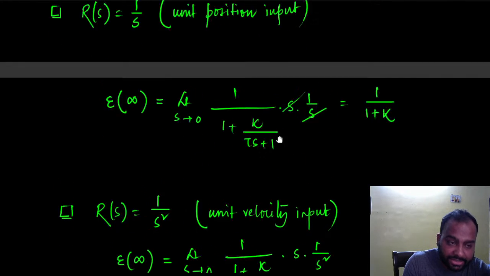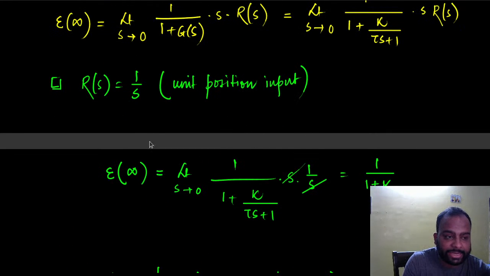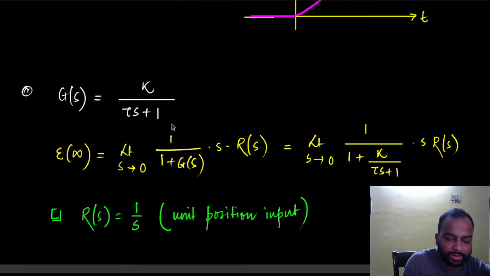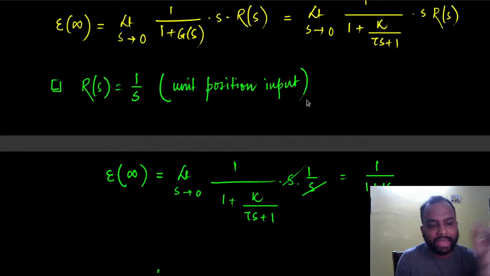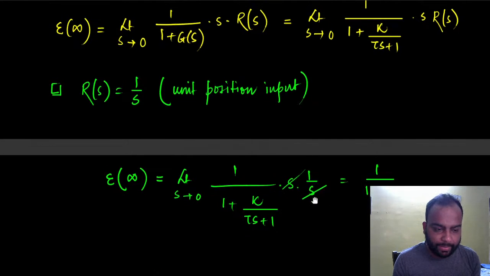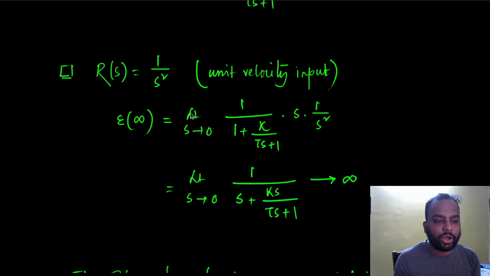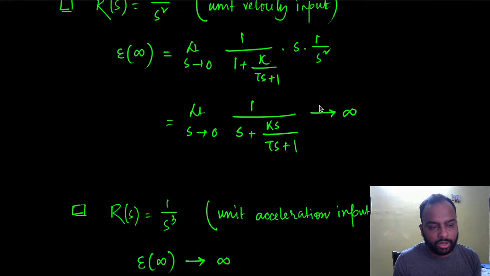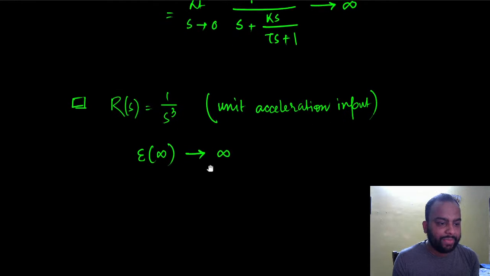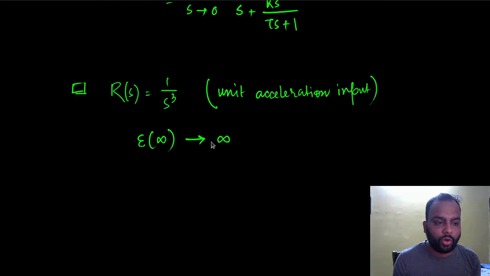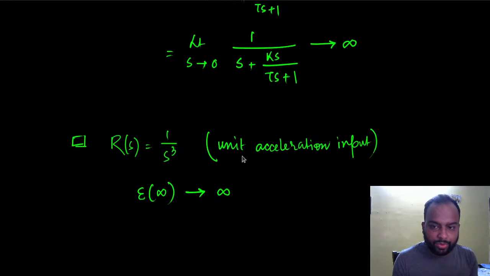This means that this system, okay, in the closed loop can follow a position signal, but with a certain amount of error, right? But this system cannot follow a ramp input because it will result into an infinite amount of error, and this system will also not be able to follow an acceleration input because that would result into an infinite error.